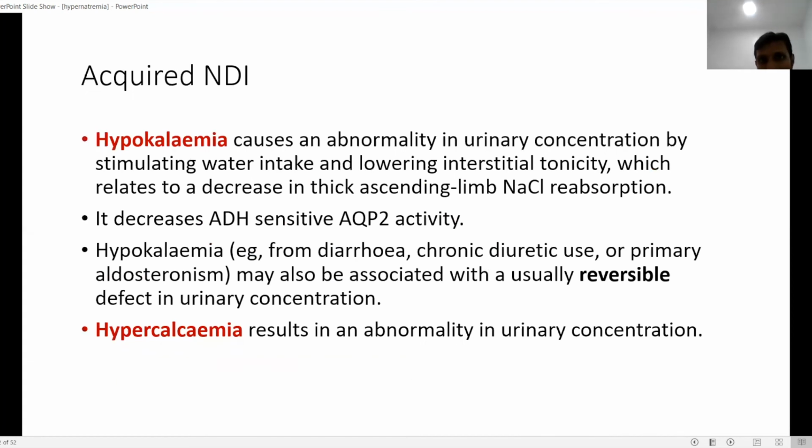Hypokalemia causes an abnormality in urinary concentration by stimulating water intake and lowering the interstitial tonicity, which relates to a decrease in the thin ascending limb sodium chloride reabsorption. This also decreases the ADH-sensitive aquaporin 2 channel activity. Hypokalemia from any cause like diarrhea, chronic diuretic use, or primary aldosteronism may be associated with reversible defects in urinary concentration. Another electrolyte defect, hypercalcemia, will also cause an abnormality in urinary concentration and is a reason for nephrogenic diabetes insipidus.